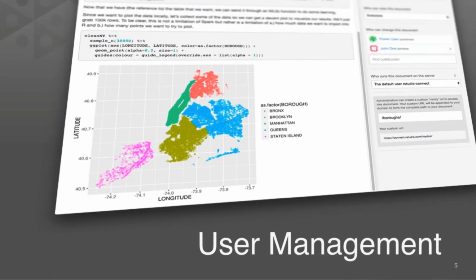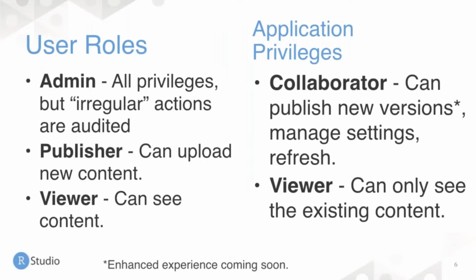So we covered this a bit last time, so I won't belabor this, but we have 3 different user roles on the system. The first is an admin user who has all privileges on the server, and they can access and manage anything that they need to, but irregular actions are audited, and I'll dive into what that means here in a moment. Below that, there would be a publisher, who's someone that can upload or publish content onto the server. And then lastly, there's a viewer who is just a consumer of content and can't author content that gets executed on the server.